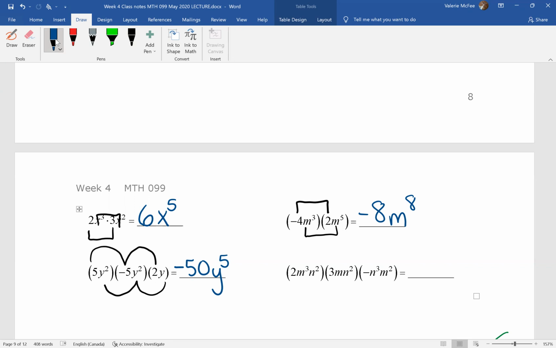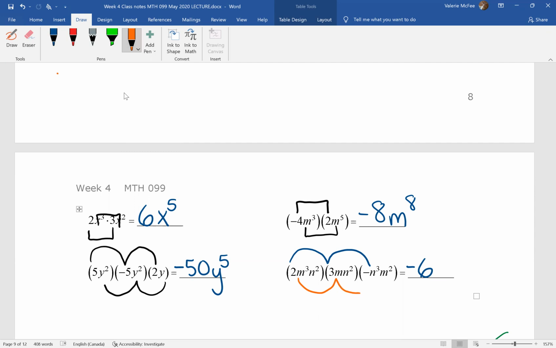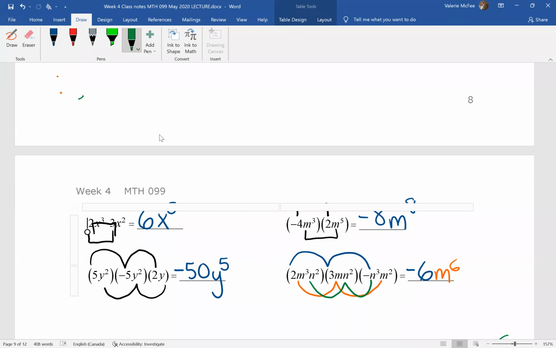Pause your video again, try this one. We're multiplying the integers. 2 times 3 times negative 1. We have one negative sign, so we know our product will be negative. 2 times 3 times 1 is 6. Now we want to multiply powers with the same base. So first we could multiply our powers of m. Keep the m, add the exponents. 3 plus 1 plus 2. Then we can multiply our powers of n. N squared times n squared times n cubed. Keep the n, add the exponents. Did you get this answer?